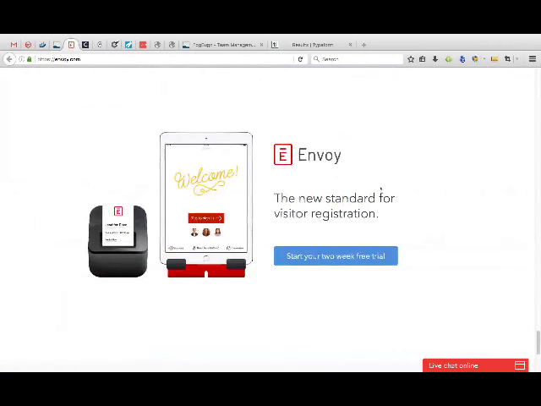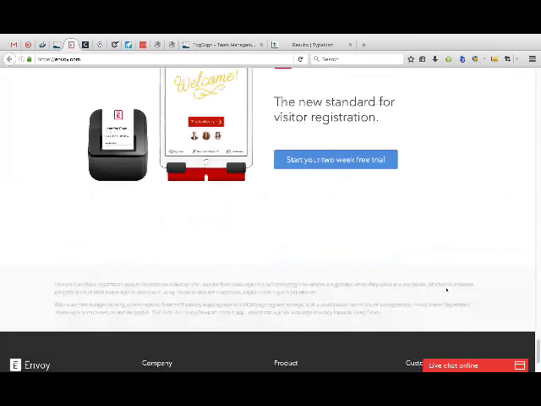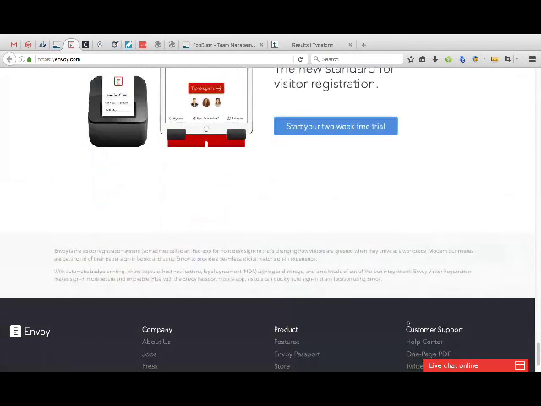Let's see the final call to action. Envoy. The new standard for visitor registration. Start your 2-week trial. Looks good. There is also this paragraph below which describes what they do, and I think it could really make its way to the headline. Also, it's a thing that's changing how visitors are greeted when they arrive at the workplace.